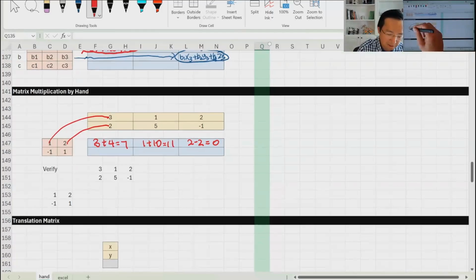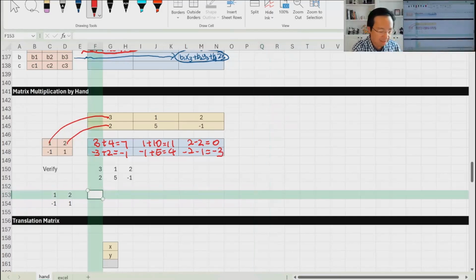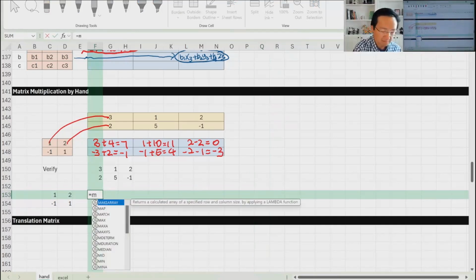Second row, 3 and minus 1, 2 and 1. It's going to be 3 minus 3 plus 2 equals minus 1. Now I have 1 and minus 1 is minus 1. 5 and 5 is 5. So we have 4. And 2 and minus 1, what is it? Minus 2. Minus 1 and 1, what's that? Minus 1 is minus 3. Hopefully that's correct. And so I have this kind of cheat a little bit. I want to verify, so I'm going to use the equation M mult.